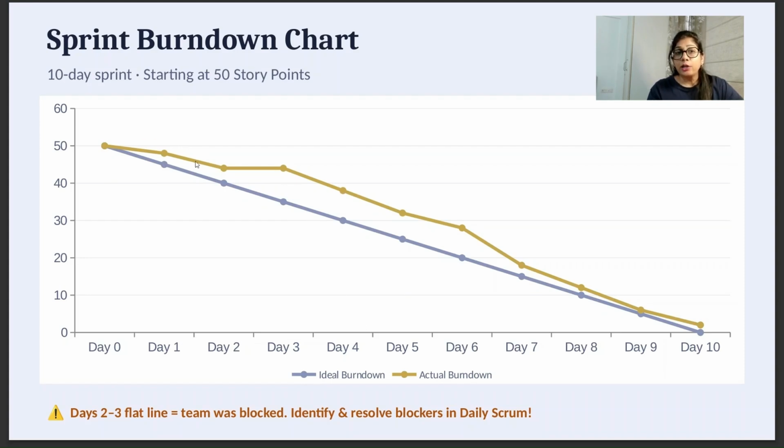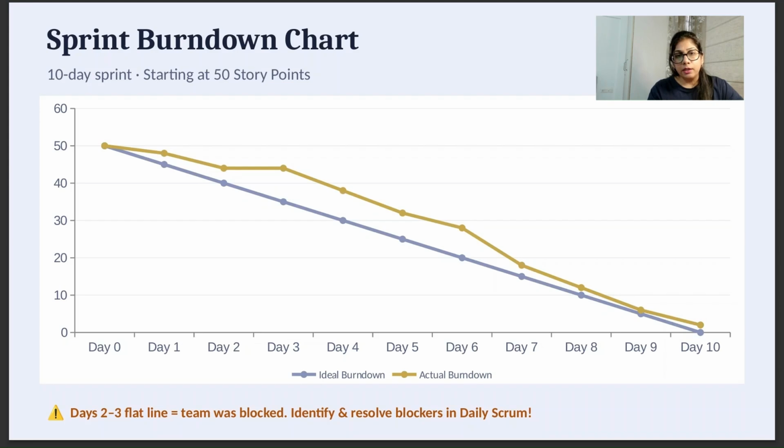What is the actual burn down chart for your team, for example? If the team has committed 50 story points, and they have started work from day 0 and are moving downwards from day 1 to day 2, it means that the work has started and the team is progressing.